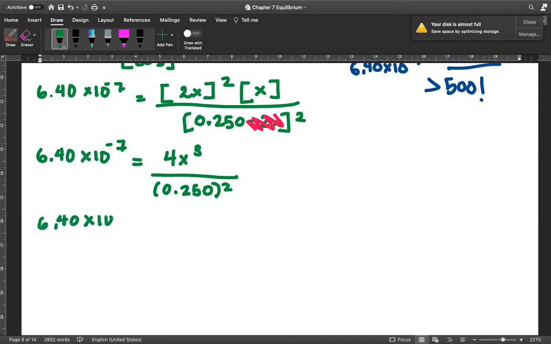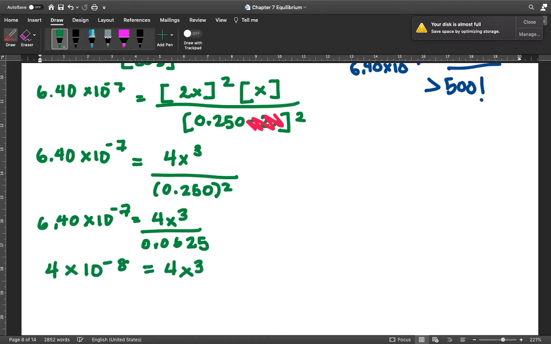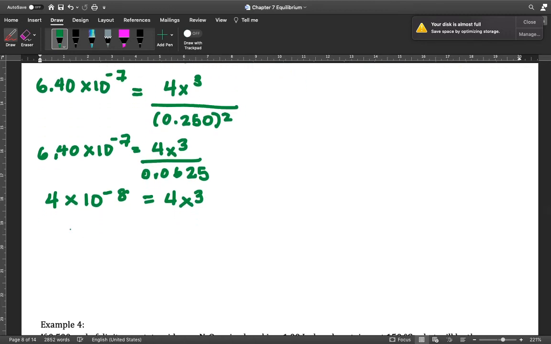So when I keep going with my calculations, I know that I end up with 6.40 times 10 to the power of negative 7 is equal to 4x cubed divided by 0.0625. And then when I take this over to the other side and multiply, I'm going to get 4 times 10 to the power of negative 8 is equal to 4x cubed. Dividing both sides by 4, I get 1 times 10 to the power of negative 8 is equal to x cubed. The cube root of this number is equal to 2.15 times 10 to the power of negative 3.